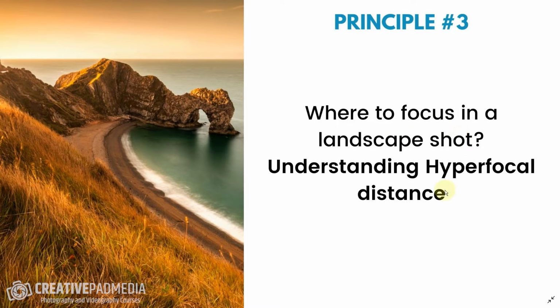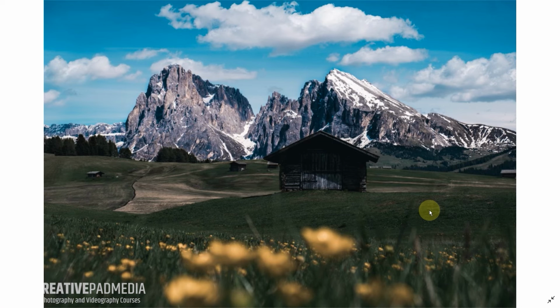So where to focus in a landscape shot? Okay, so let's see a shot first of all. I'm sure if you've ever done landscape photography, you must have faced this problem that we are seeing in this shot. If you look at the shot, yes, it's got a good composition that we just learned about in the last video. You've got the foreground, the middle ground, the background, but if you see the foreground, especially those elements which are very close to the camera, they are coming out a bit blurred, right?